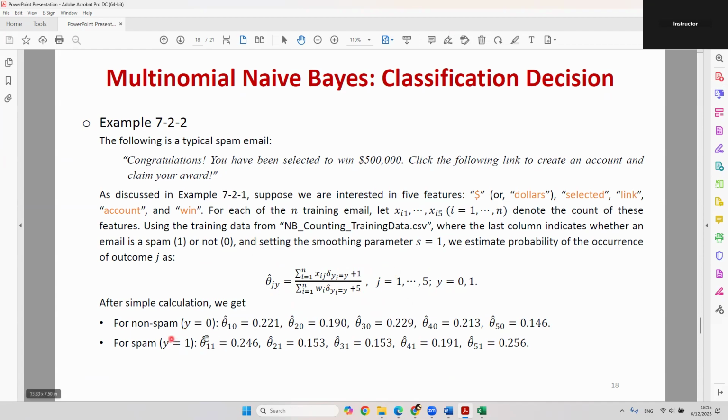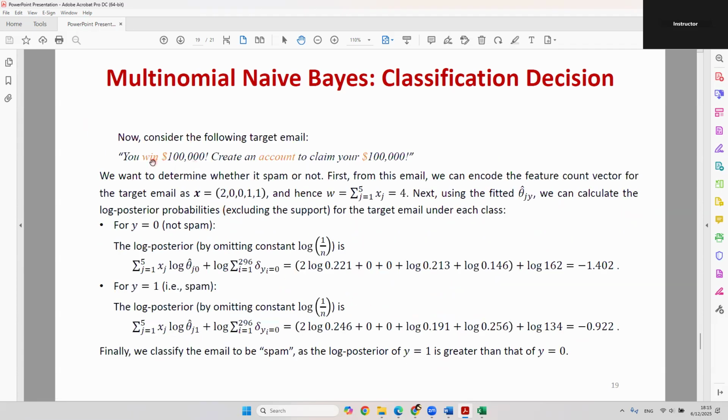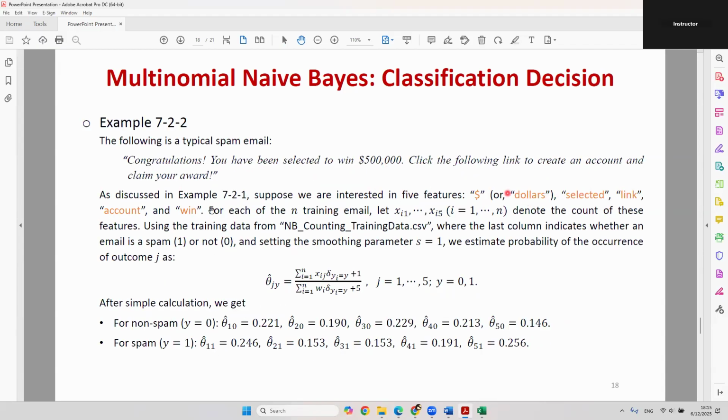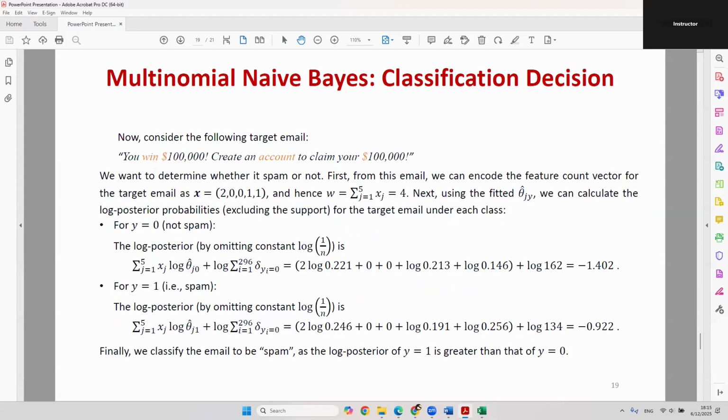You just put the formulas in Excel and it automatically computes. For y equal to 0, which is a non-spam email, I have the parameters theta 10 to theta 50. For spam, y equal to 1, I have theta 11 to theta 51. I've already computed all these parameters theta. Now let's encode this target email. First we count dollars, selected, link, account, and win.